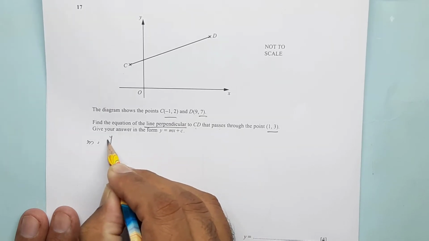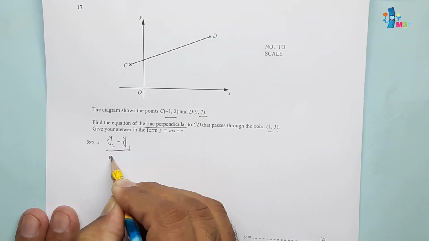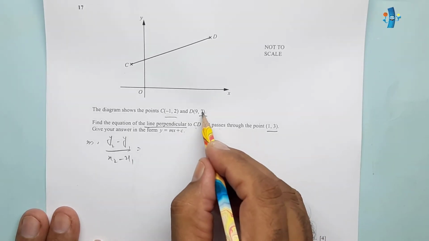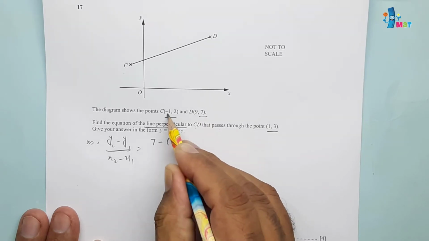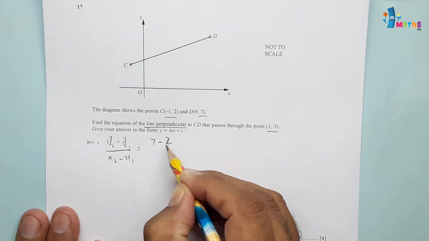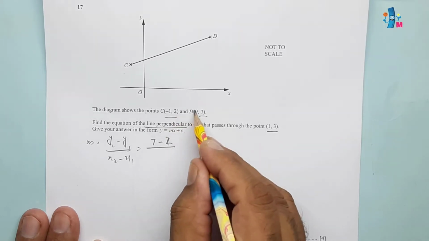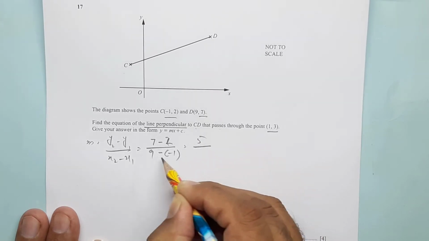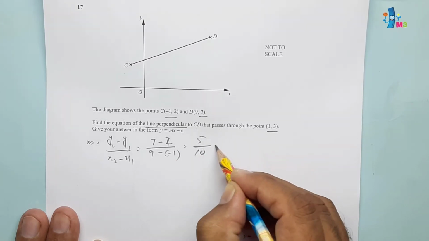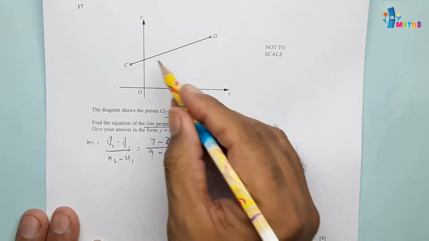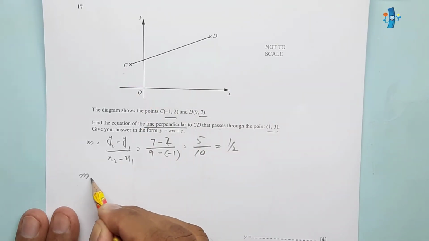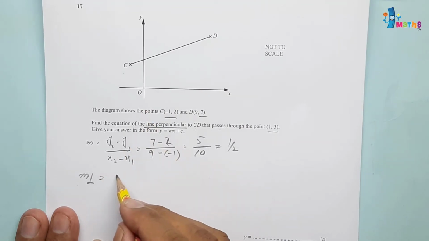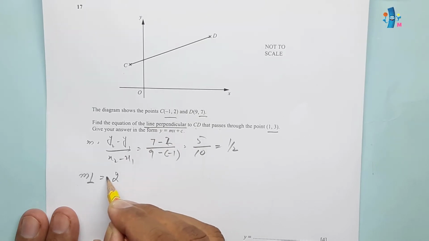Gradient of this line will be equal to y2 minus y1 over x2 minus x1. This will be the formula which we will be using for finding the gradient, and y2 will be 7 minus y1 will be 2, so we can write 2, y2 minus y1 over x2, 9 minus 1, so this will be equal to 5 over 10, which is equal to 1 by 2. So this will be the gradient of this line CD. Now we need gradient of the perpendicular to this line. This will be reciprocal and change sign, so minus 2.